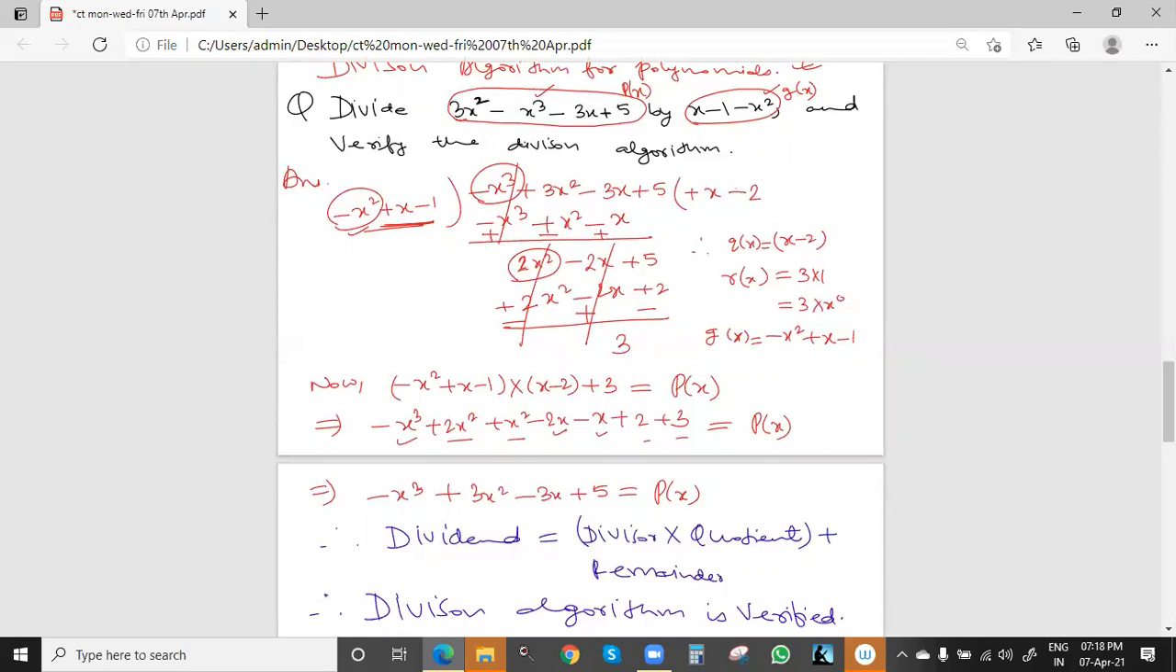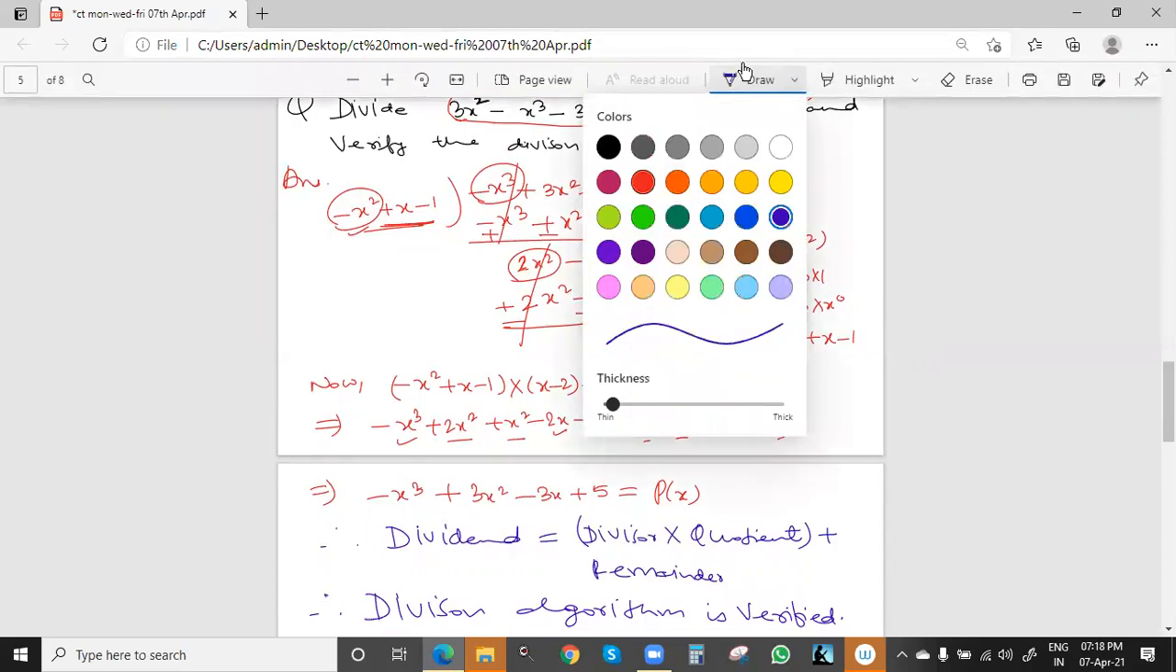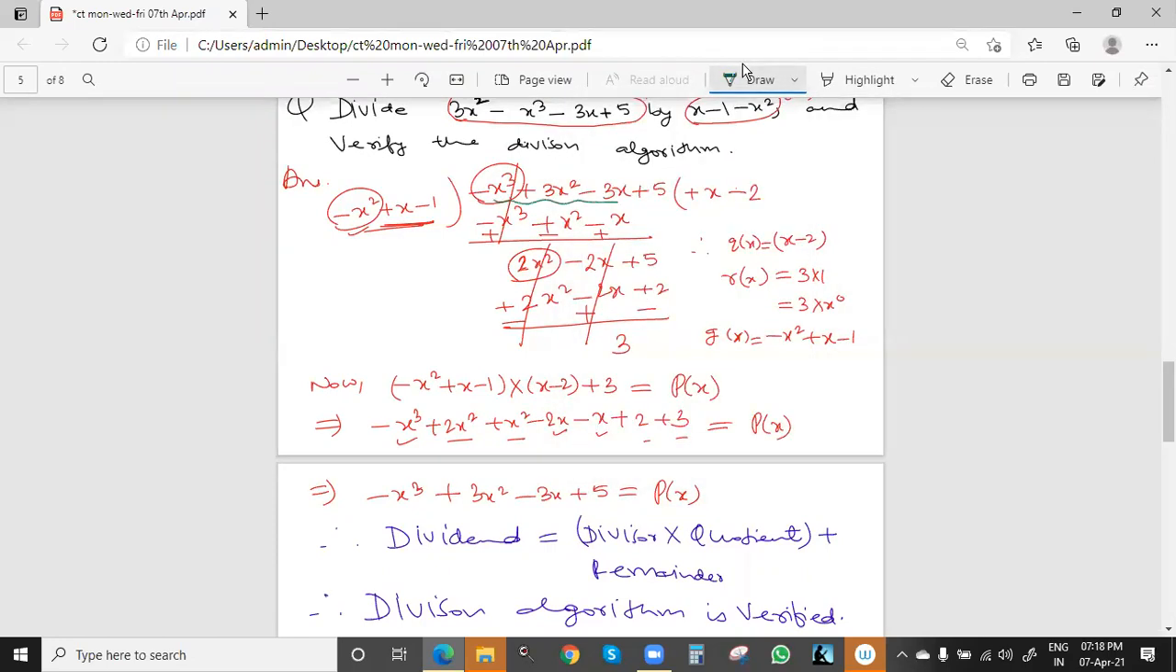3x square minus x cube minus 3x plus 5 divided by x minus 1 minus x square. Then verify the division algorithm. First we have to arrange these values in decreasing power of x. So minus x cube will come first, then 3x square minus 3x plus 5. For the divisor also we arrange in decreasing power of x, so minus x square will come first, then x minus 1.